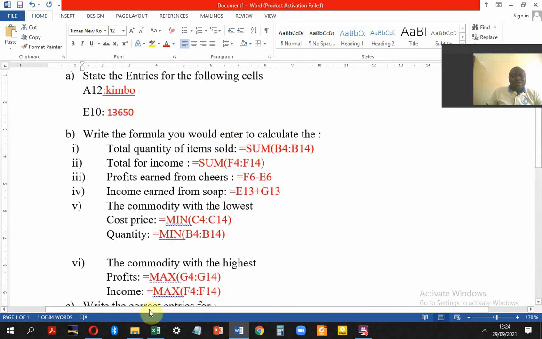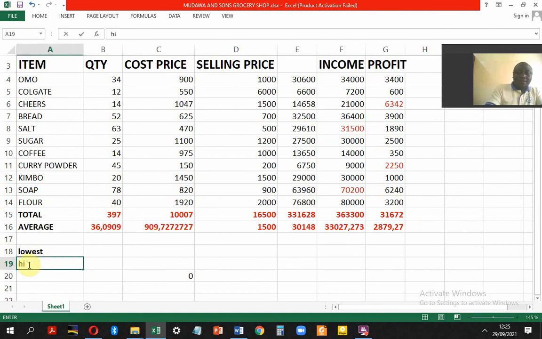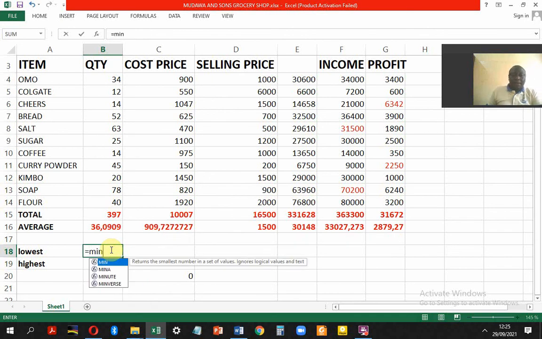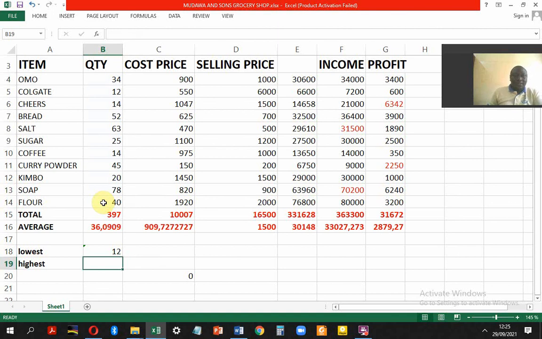Okay, you can also check through here. We have also calculated everything, and you can see this highest is not supposed to be here. We put highest, and I said lowest is equal sign min. Okay, and then you open the brackets, whatever they're asking for, highlight, go down, close the brackets, hit your enter.